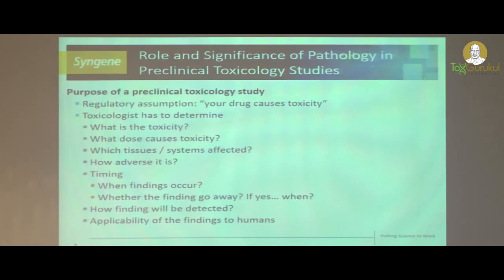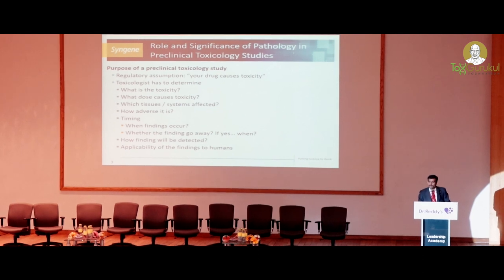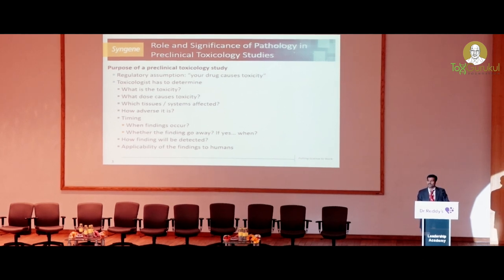At the completion of the study, he has to establish what toxicity was observed in the study, which doses cause the toxicity, whether the observations are reversible or not, what the adverse implication is for the preclinical species, and what outcome you can expect in human or animal health.